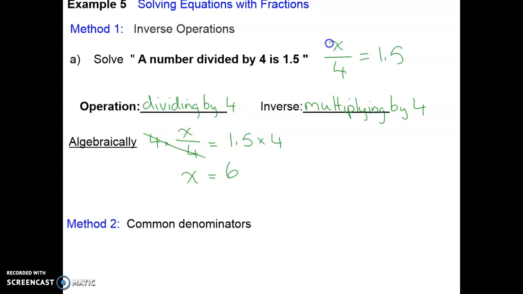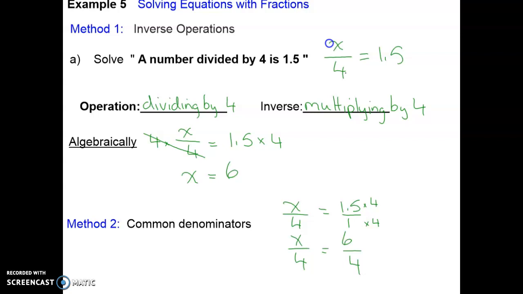We can also do this equation by finding common denominators. So we know that the denominator for any number would be 1 if no other denominator is given. So we want to find a common denominator, which in this case would be 4. If we multiply the bottom by 4, we also have to multiply the top of the fraction by 4. 1.5 times 4 is 6. x over 4 equals 6 over 4.